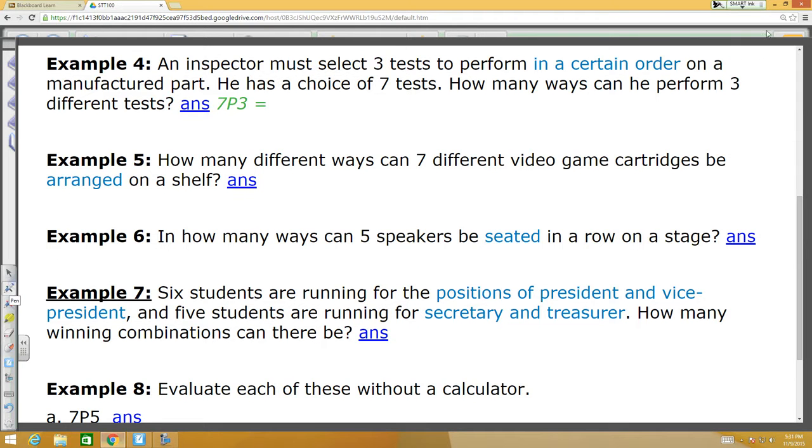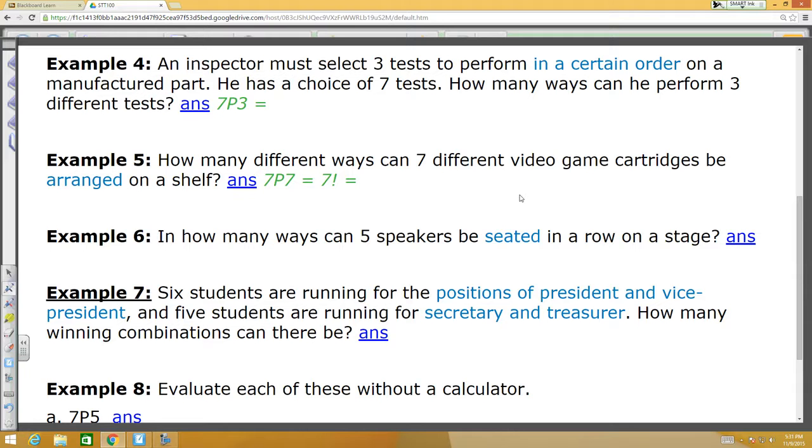I told you we're just selecting all of them to arrange them, right? We're selecting all of the videos. Are we selecting 2 of them and arranging the 2? Are we selecting 3 and arranging the 3? Or are we arranging all of the 7? All of the 7. We're selecting all of the 7. So that's why 7P7.